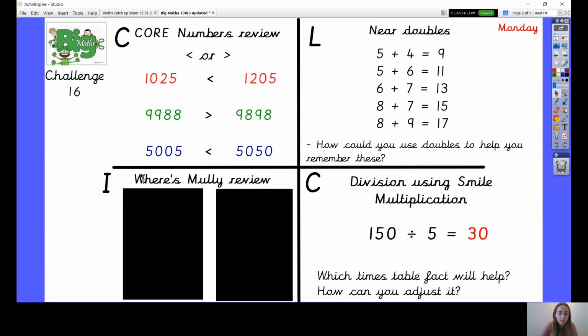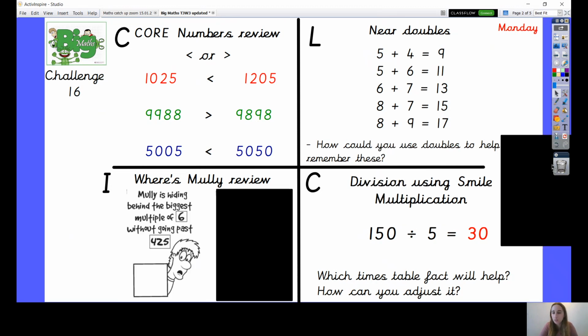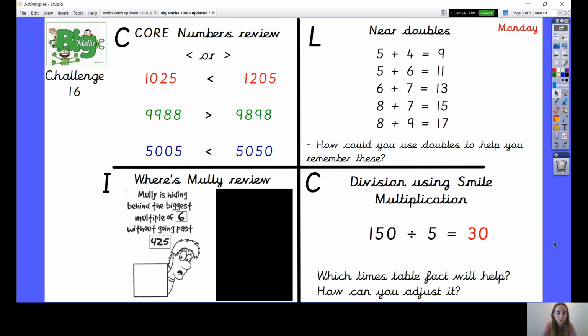Okay, and our last skill we're looking at is our It's Nothing New skill. And we're just going to review Where's Molly. So we'll look at one together. We've done this skill before, so we'll just remind ourselves of it, and then I'm going to ask you to have a go. So this first example that I'm going to show you is Molly is hiding behind the biggest multiple of 6 without going past 425.